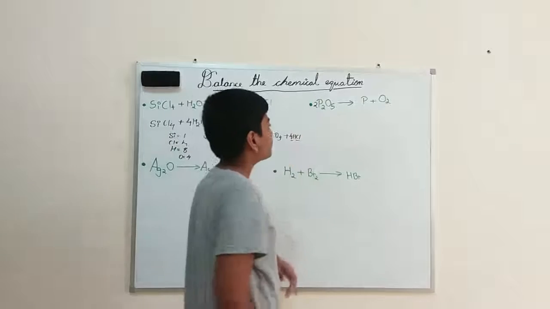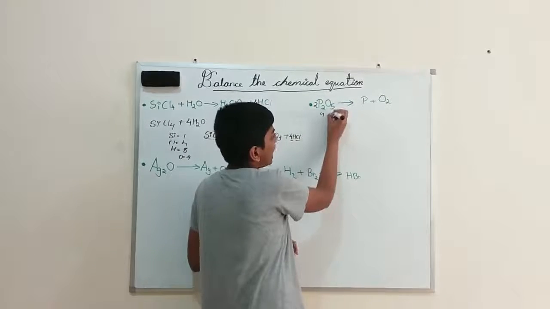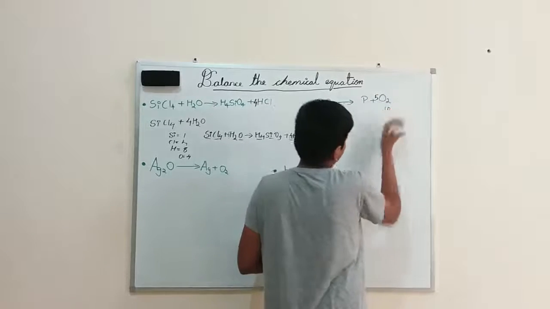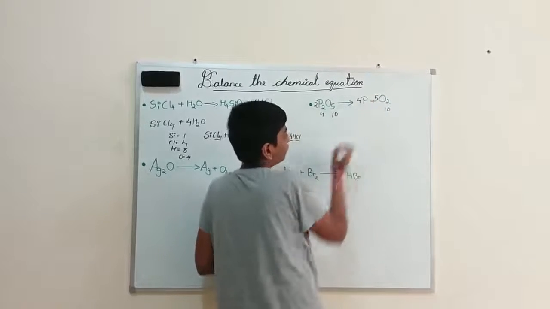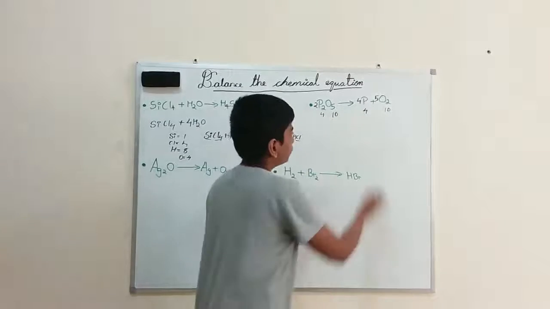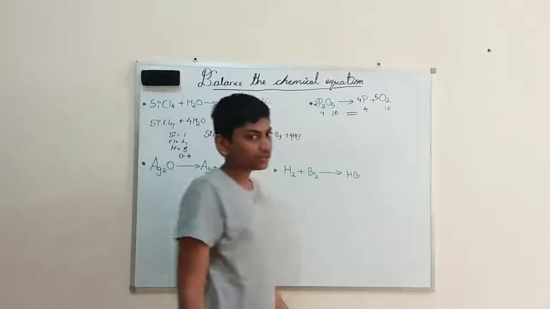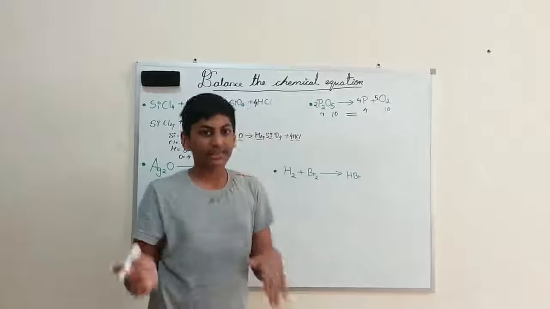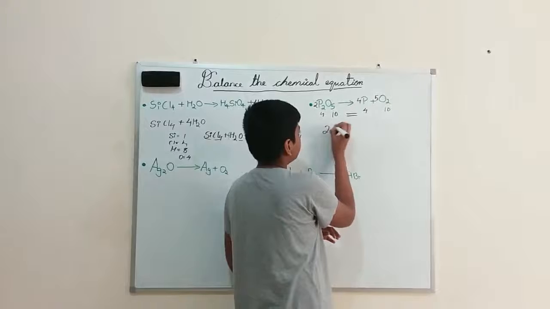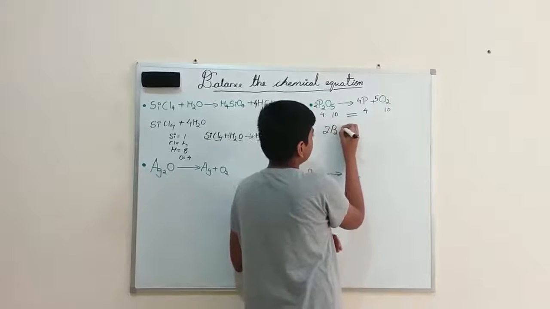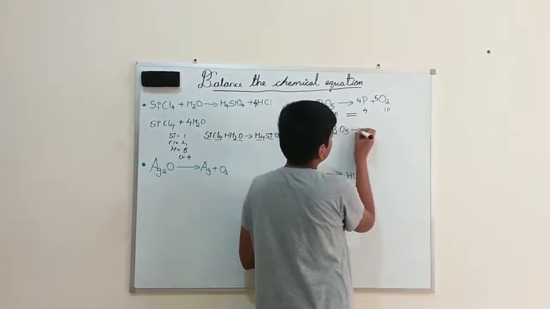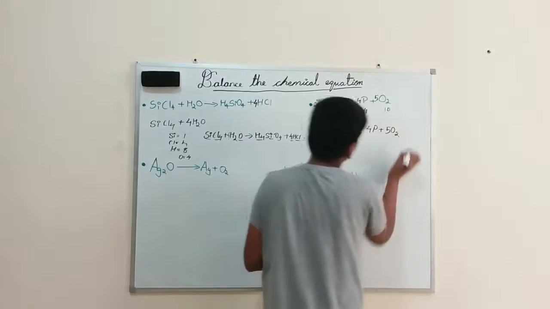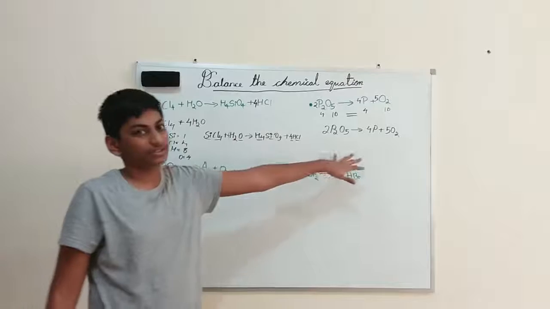So how much phosphorus I'll get? I'll get 4 phosphorus and 10 oxygens. So here I should multiply with 5 to get 10 oxygens. So here I should multiply with 4 to get 4 phosphorus. So they both are equal. So our chemical equation is balanced, right? Our balanced chemical equation is nothing but 2P2O5 gives us 4P plus 5O2. Okay, so our balanced chemical equation is over here.